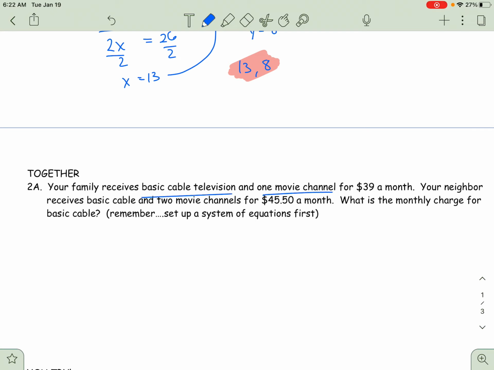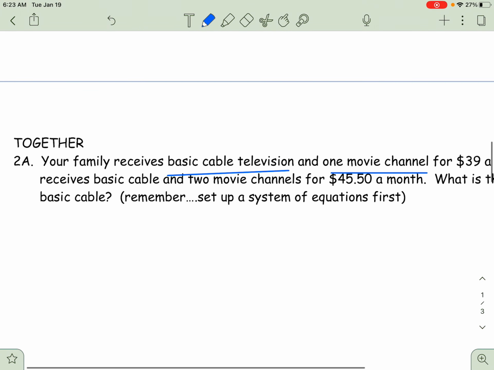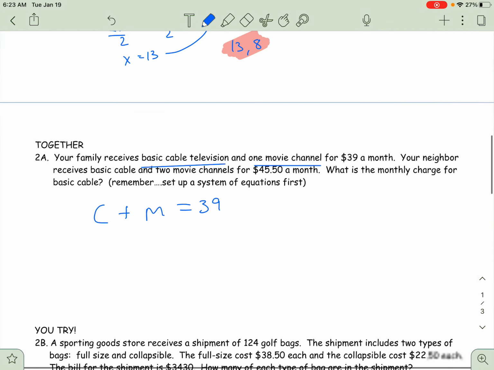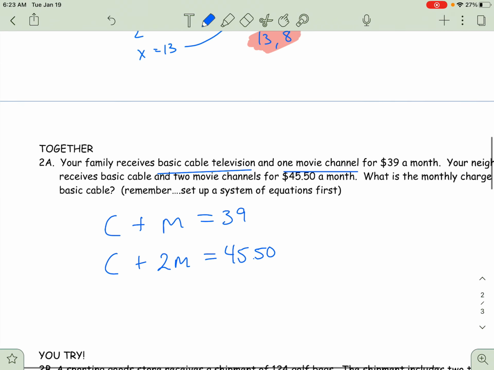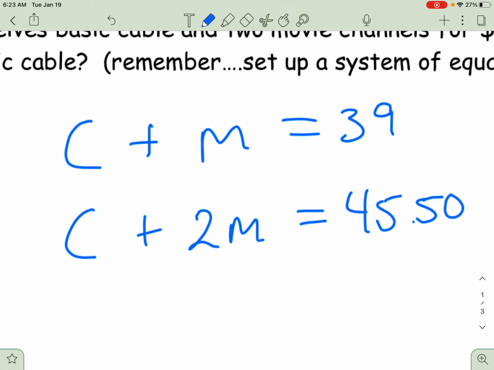Okay, basic cable and 1 movie channel. So let's do C plus M, just because I want to switch up the variables. Doesn't really matter which variables you use. C plus M equals 39. Your neighbor receives basic cable and 2 movie channels for $45.50. Okay, what is the charge for monthly cable?